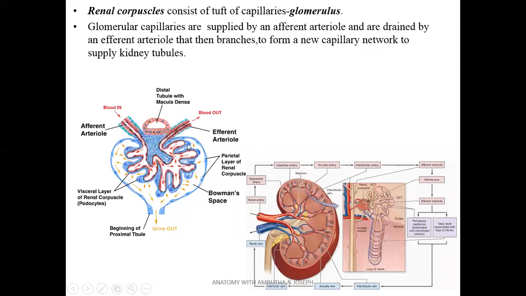So it's a repetition again. The corpuscle consists of a glomerulus and the Bowman's capsule together. So the inner layer of the Bowman's capsule is surrounding the glomerulus and continuing as the parietal layer or the outer layer.